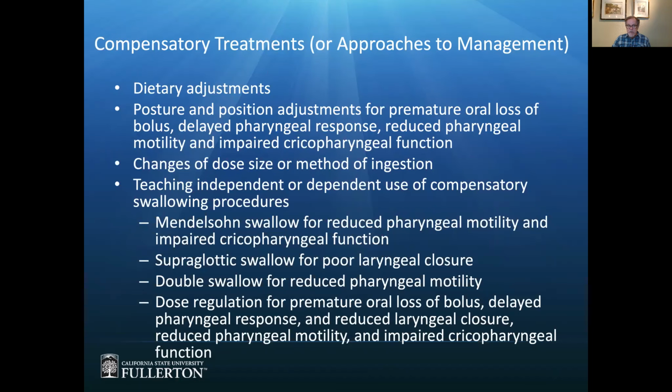Here are examples of compensatory treatments. They would be dietary adjustments, and we'll go into all the details of that later. Position adjustments, such as being upright more. You can adjust position and posture for premature oral loss, delayed pharyngeal swallow response, reduced pharyngeal motility, and cricopharyngeal dysfunction.